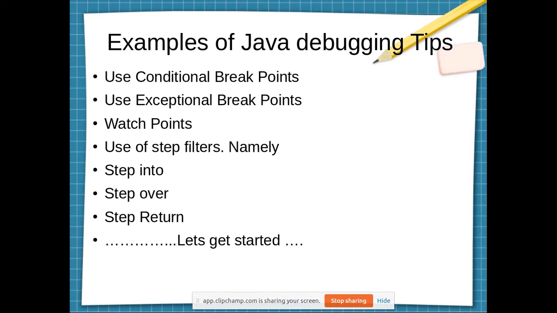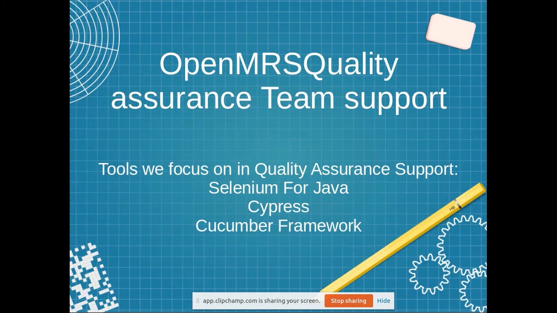So for that, you're going to use Selenium for this screencast. Like I said, it's part of OpenMRS contribution support, and what we're focusing on in contribution support is Selenium for Java. I say Selenium for Java because there's another version, Selenium for Python, but for OpenMRS, we are dealing with Selenium for Java.